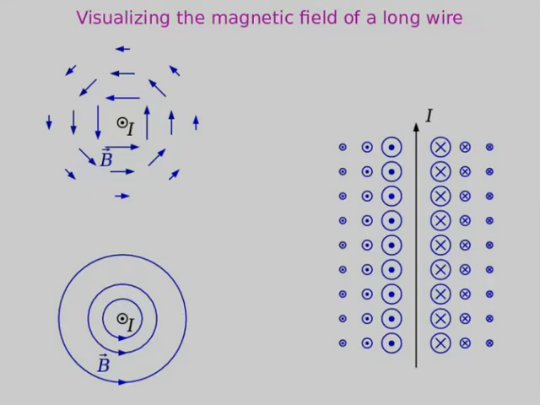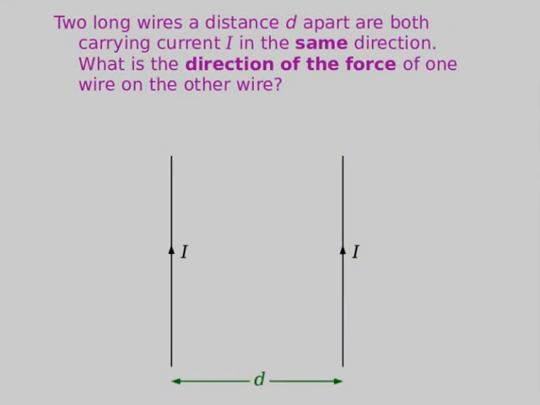All right, so let's try and put these things together. Two long wires, a distance D apart, are both carrying current I in the same direction. What is the direction of the force of one wire on the other wire?